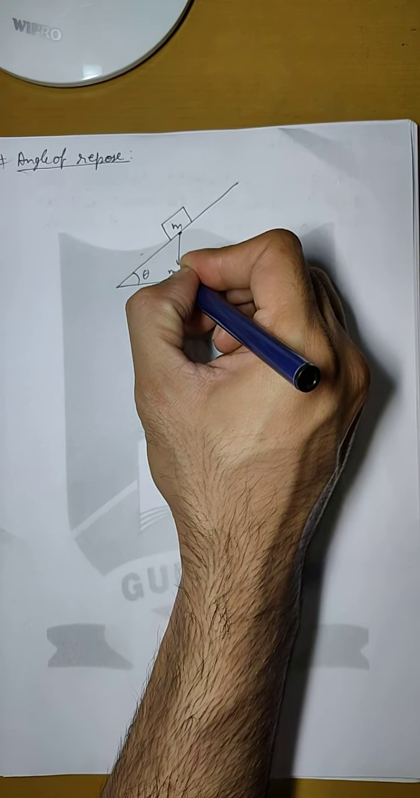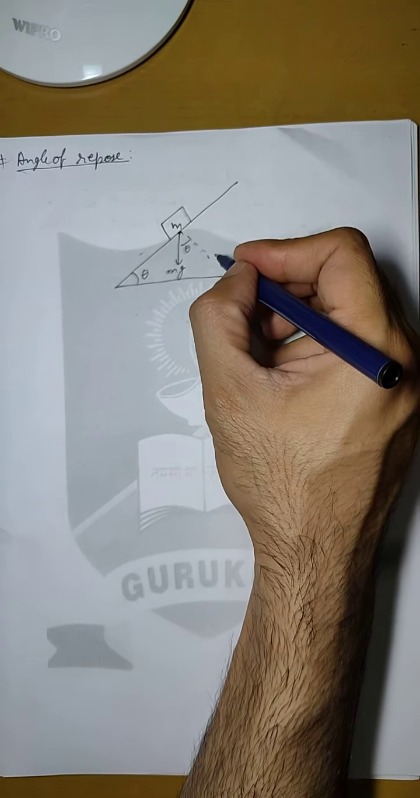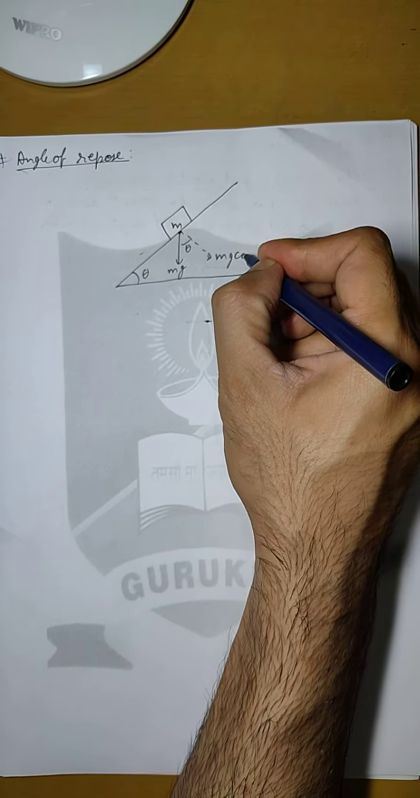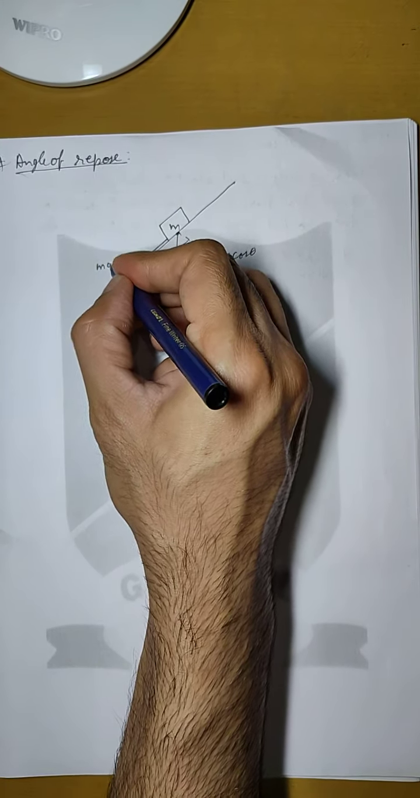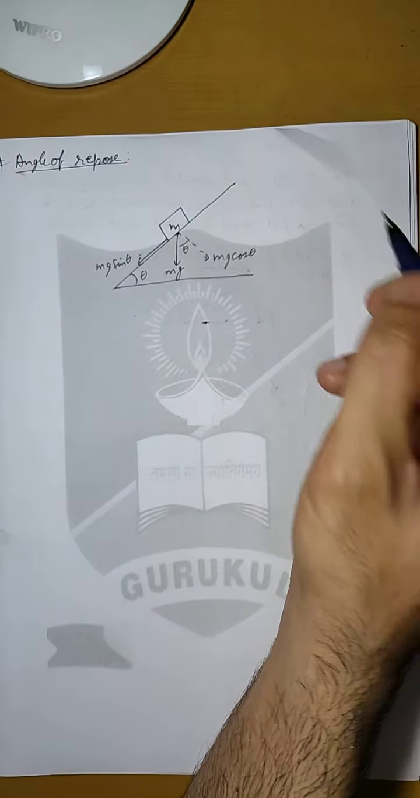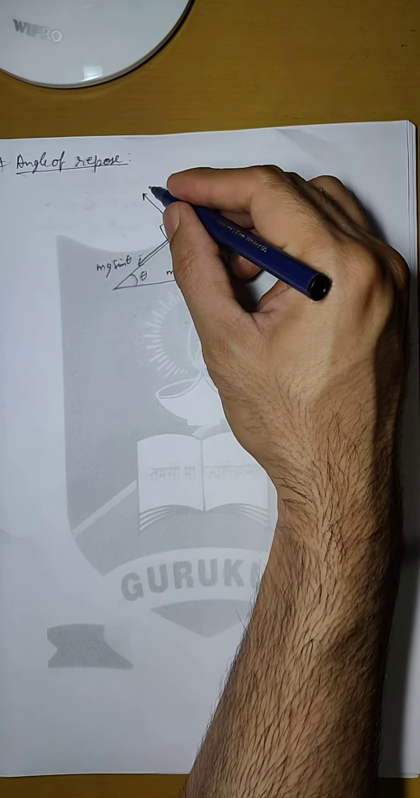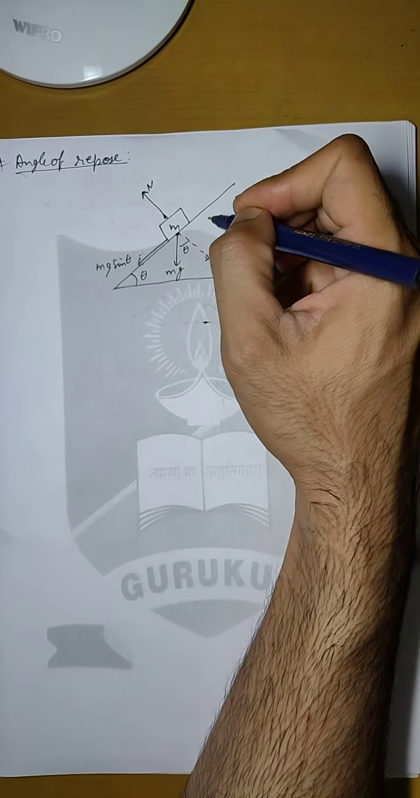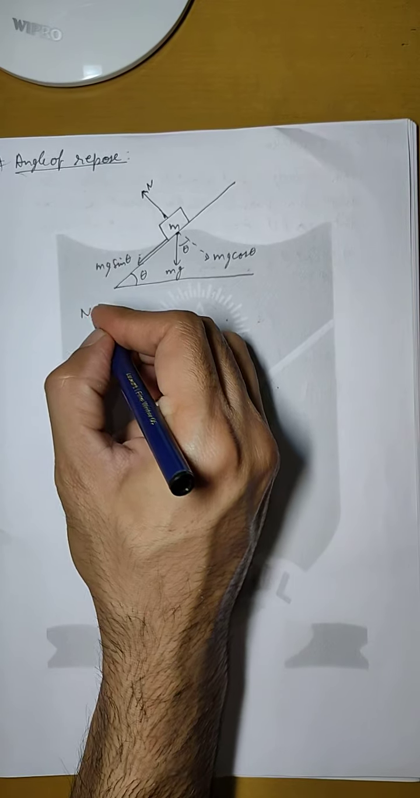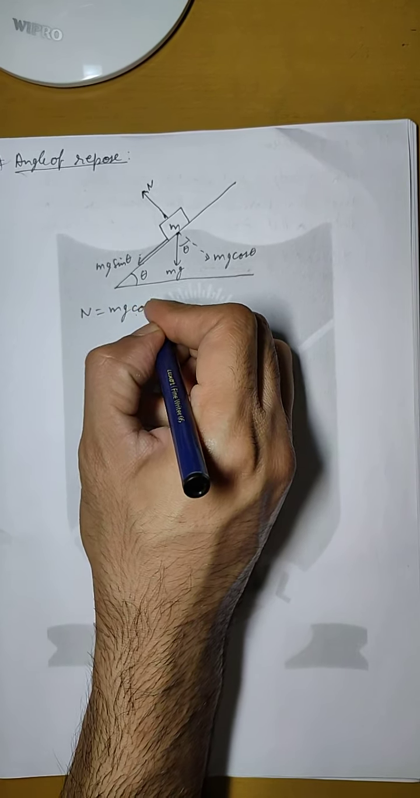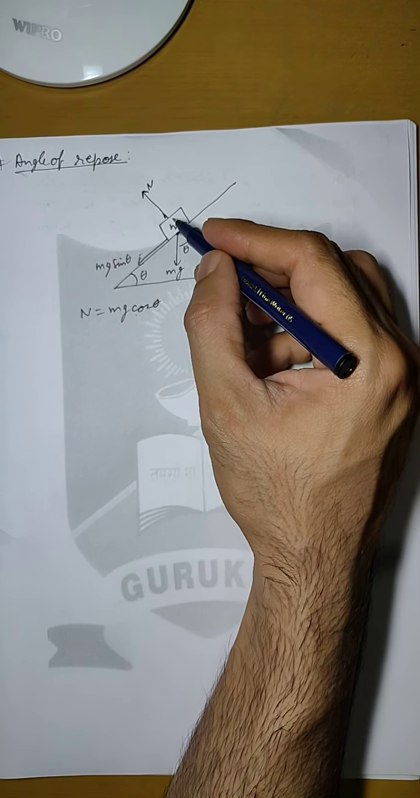Mg will be in downward direction, and in this direction it will be theta, so it will be mg cos theta, and the other component in this direction will be mg sin theta. Mg cos theta will be balanced by the normal reaction force that is perpendicular to the surface. Now N will be equal to mg cos theta, because in vertical direction above the surface there is no motion.